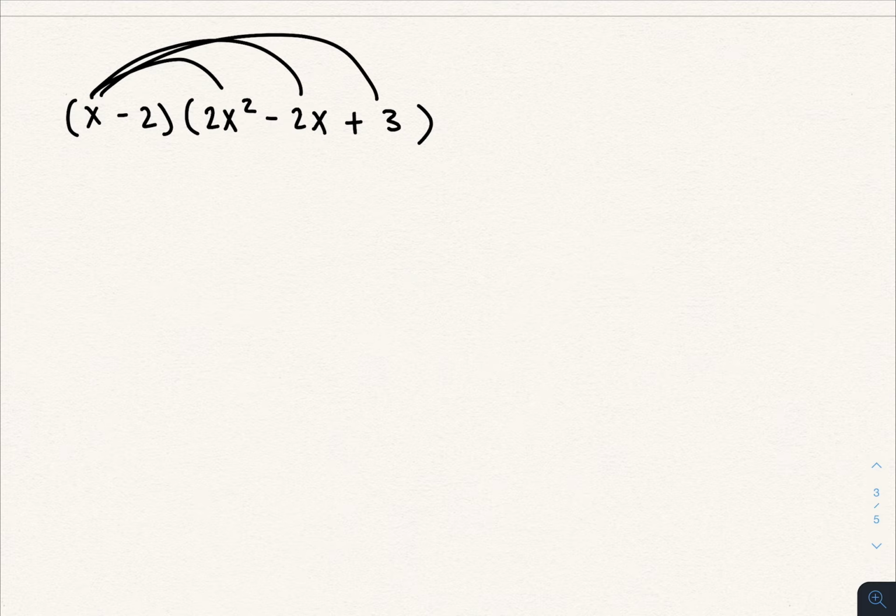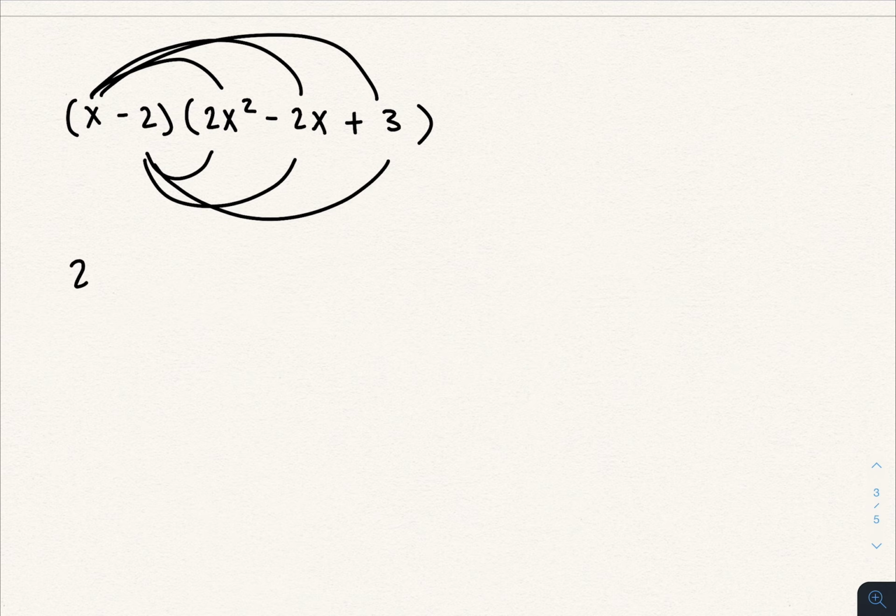Let's look at multiplication. So let's say we have something like x minus 2 times 2x squared minus 2x plus 3. When you multiply polynomials, you want to make sure you're distributing. So you do x times this, x times this, x times this, and then negative 2 times 2x squared, negative 2 times negative 2x, and negative 2 times 3. So let's do that one at a time.